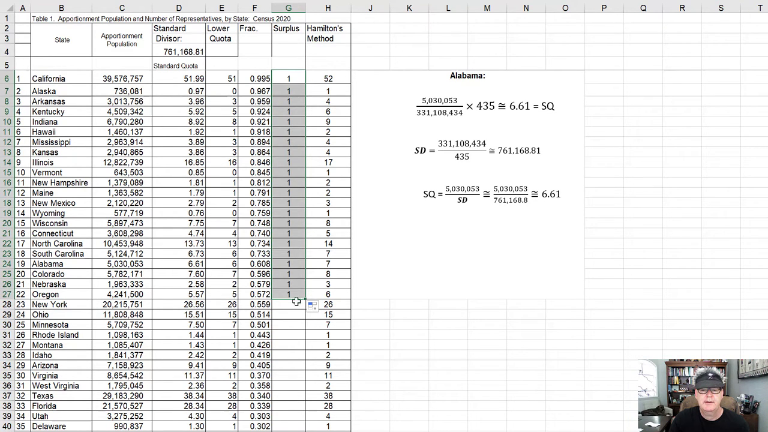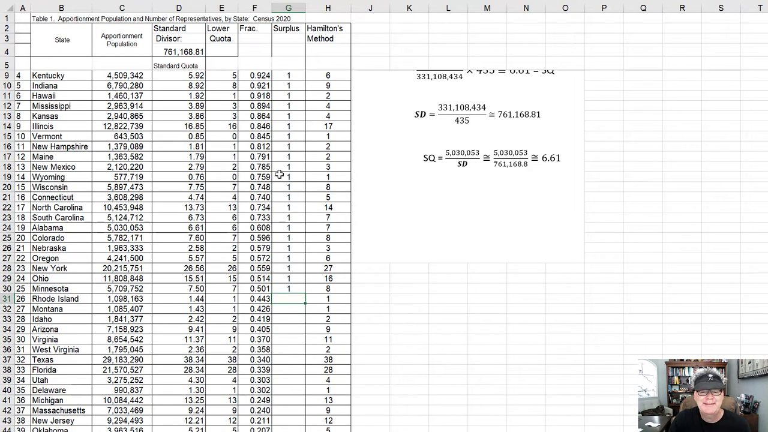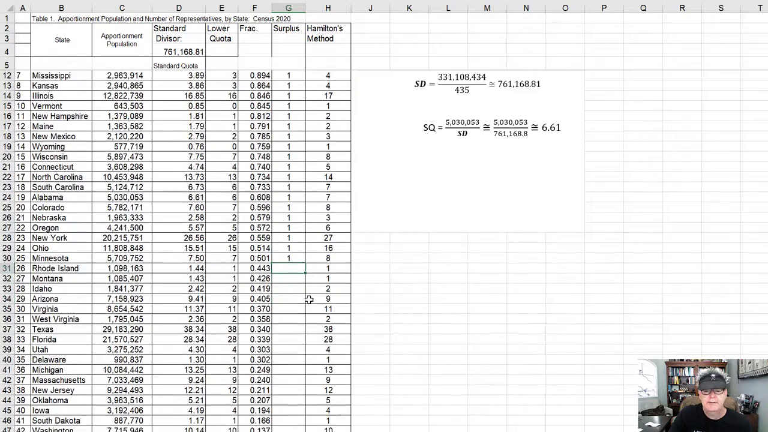Just ballpark it here. I got a few more to go. Whoops. Still one more. So there I gave the, well, it turns out in this year straight rounding actually would have worked, but that's generally would not be the case. I mean, it often happens, but you can't expect it to happen. But anyway, biggest fractional parts get the extra seat.